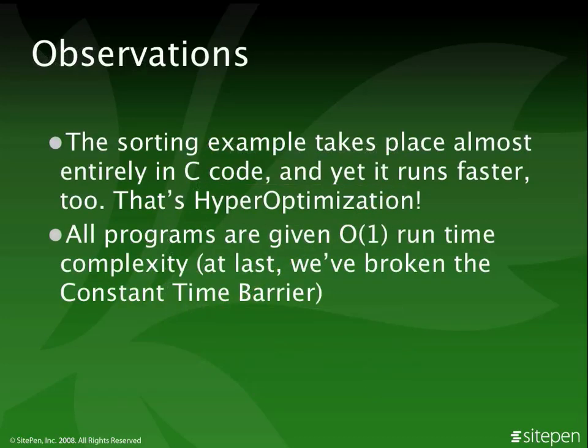So the hyper-optimization actually improves the performance of the C code in Python, and we have at last broken the constant time barrier. Even this program, which was running a quicksort, which should be n log n, but no, it is actually a big O of 1 runtime complexity. So all programs have big O of 1 runtime complexity. It's really amazing to watch it in action.